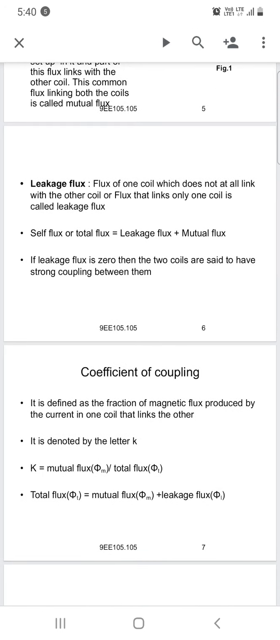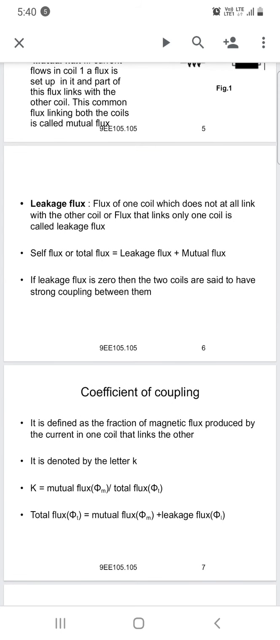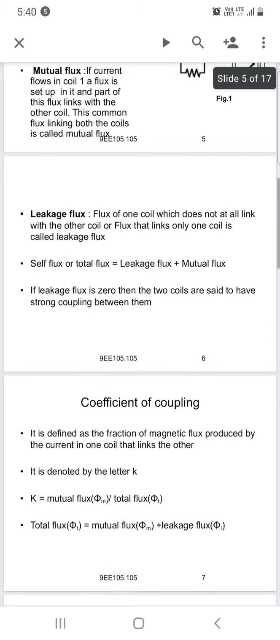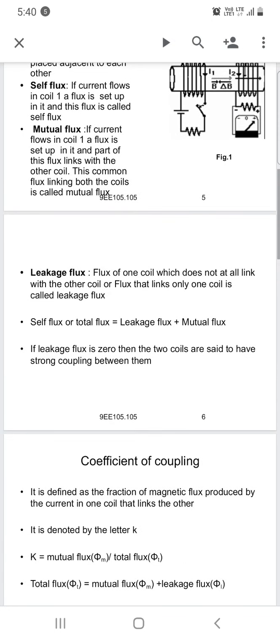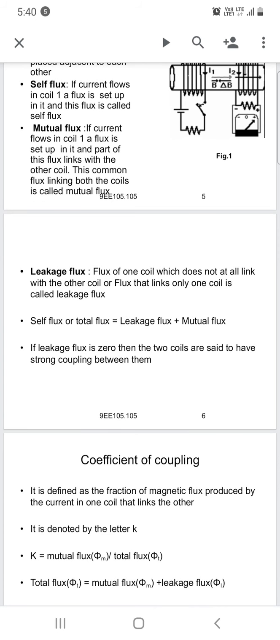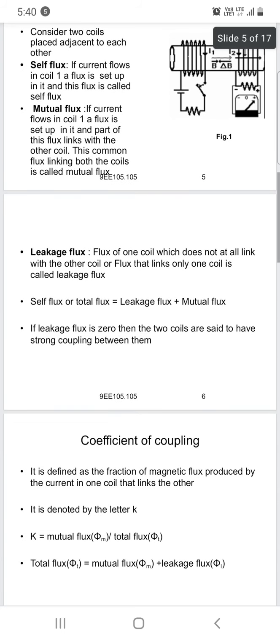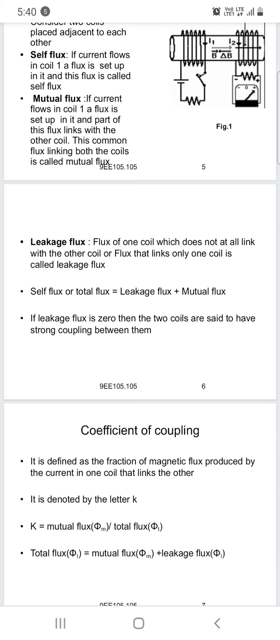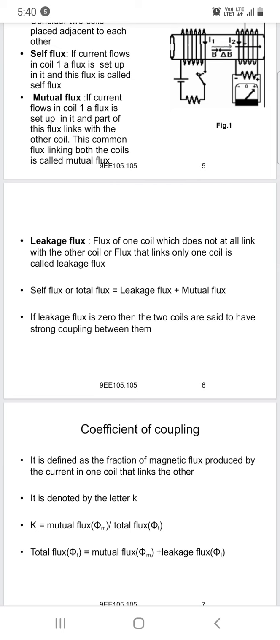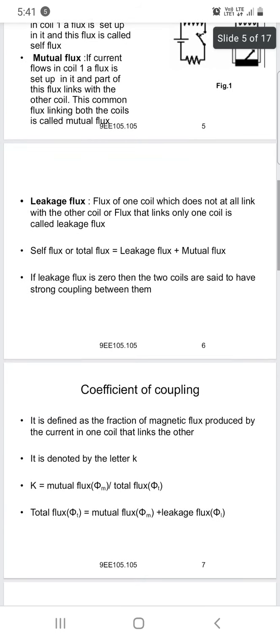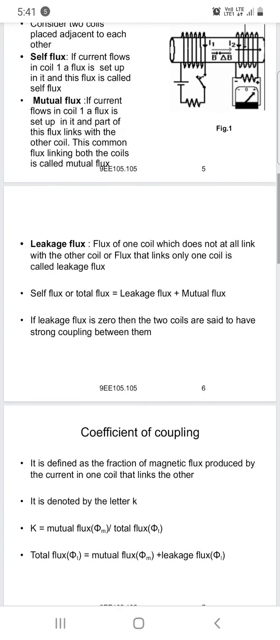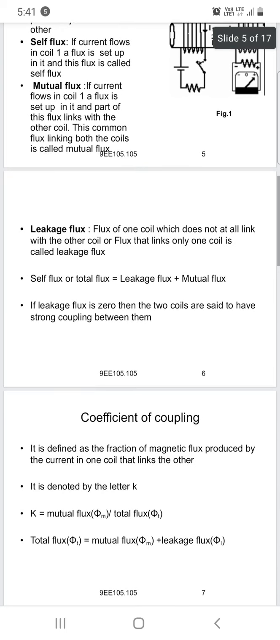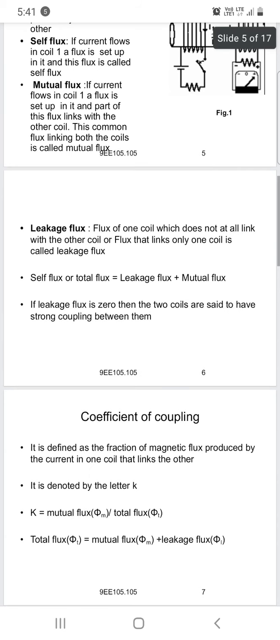Next, leakage flux. The flux of one coil which does not at all link with the other coil. Whenever current flows through the coil, the flux will be set up in it. This is called the self flux. Not all of this flux links with the other coil; some flux is lost. That flux is called the leakage flux.